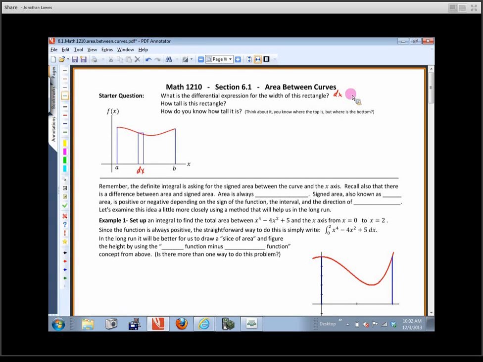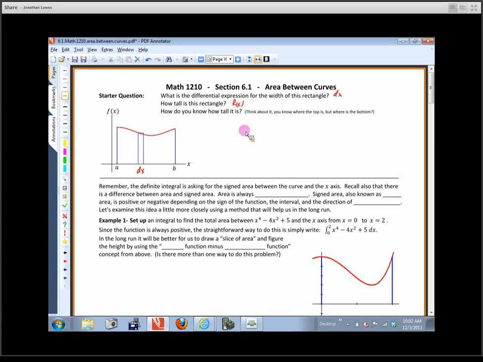And then how tall is the rectangle? How far is it from here to here? f of x. Okay, so we're going to use the function to represent the height. And then I've got this question that says, how do you know how tall it is? Well, we never concerned ourselves with this before. We just said it was always the function height. But why is it f of x tall?